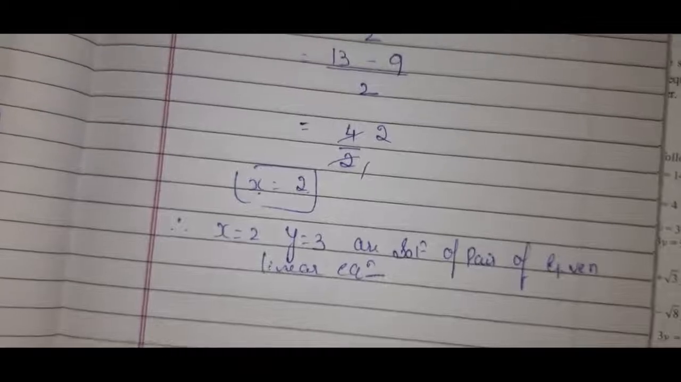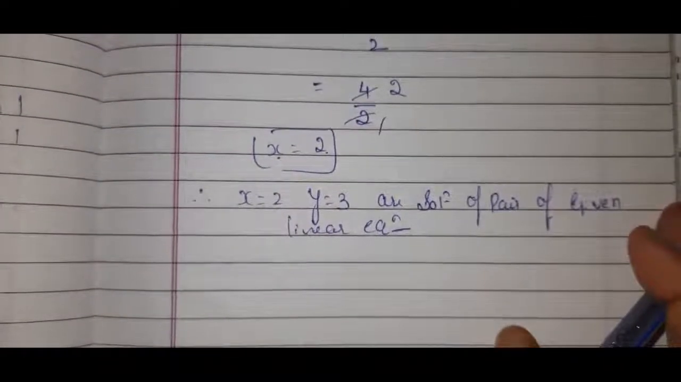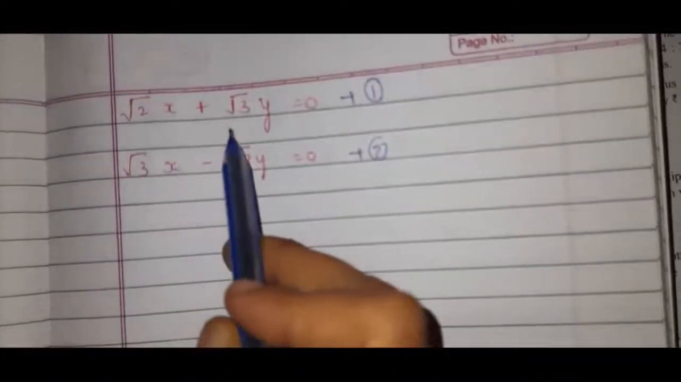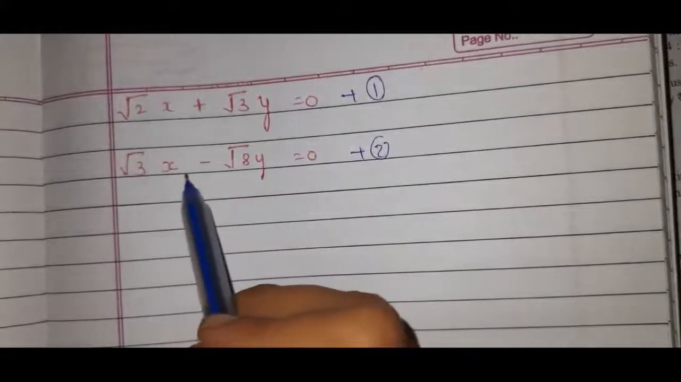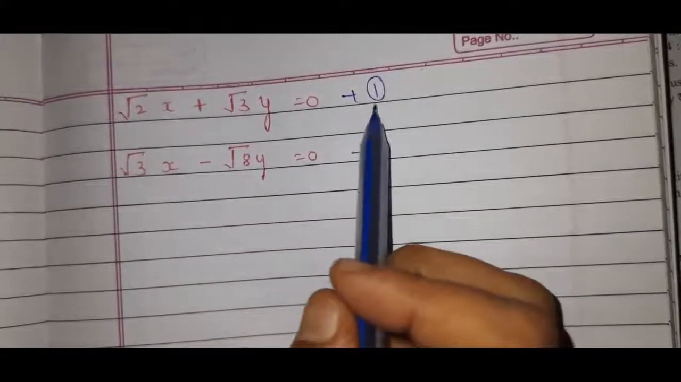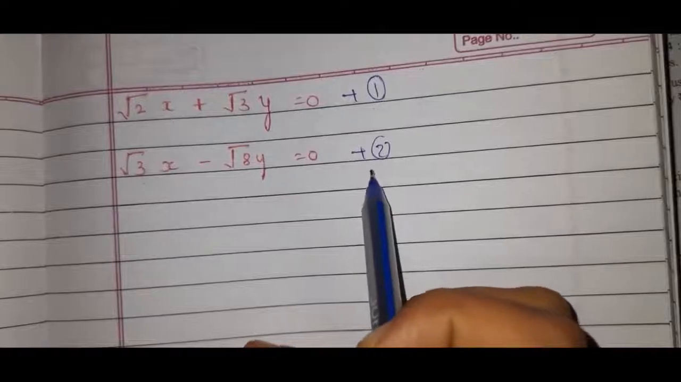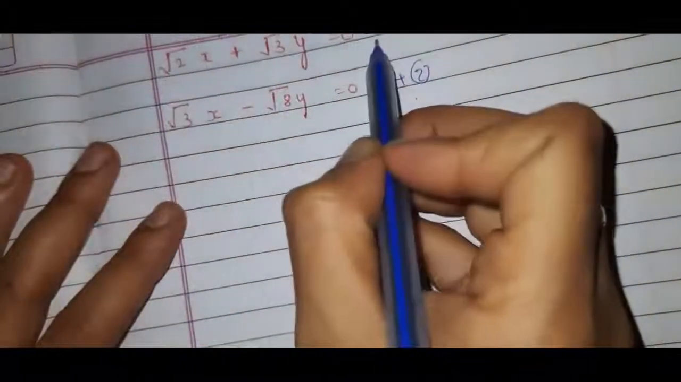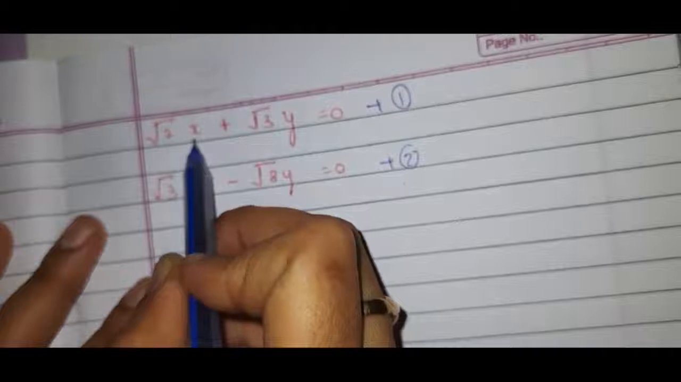This is about the fourth problem. Next question: root 2 x plus root 3 y equals 0, root 3 x minus root 8 y equals 0. Take it as equation first and equation 2. Now from the equation first I find the value of x.